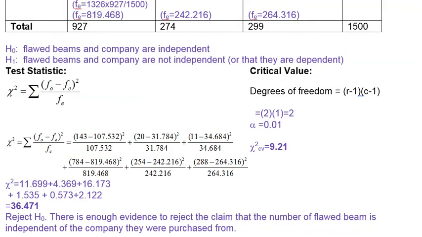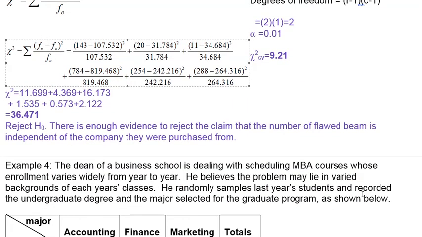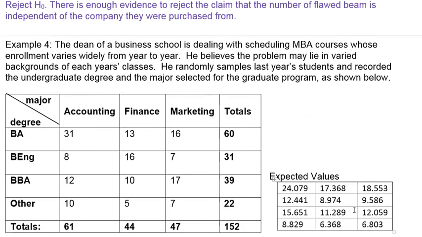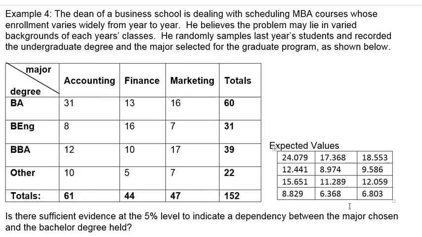Okay, going back to our second example. So we have a dean of a business school looking at MBA courses and majors, and the question is: is the major chosen related to the undergrad degree, right? So are these dependent or independent? So again, the first table is our given information. I did the expected values as a separate table. Well, where did I get these values from?